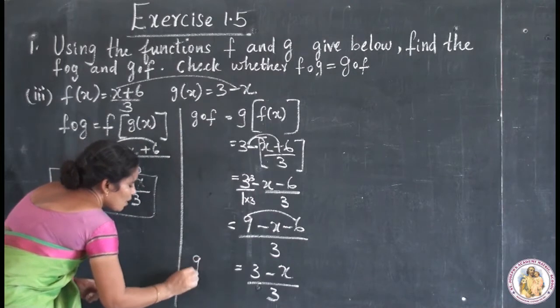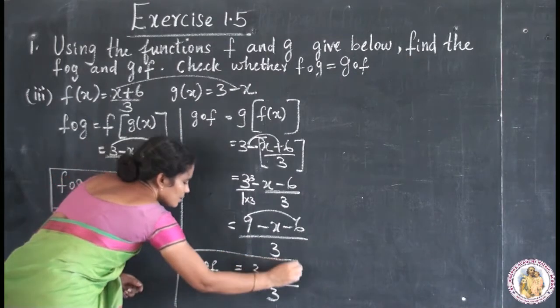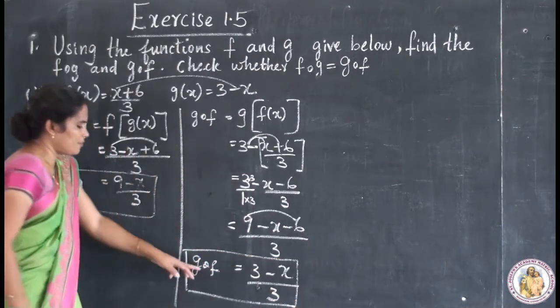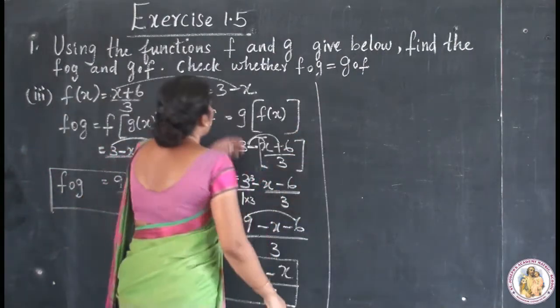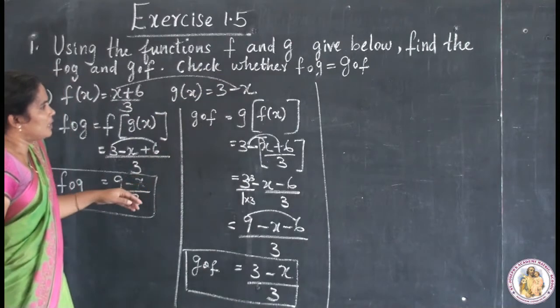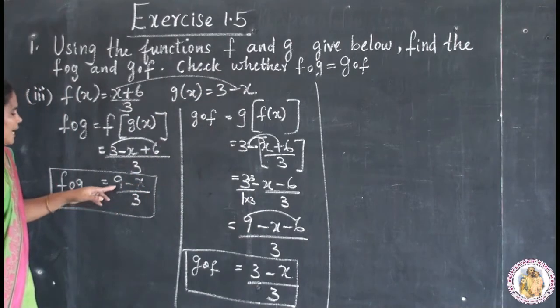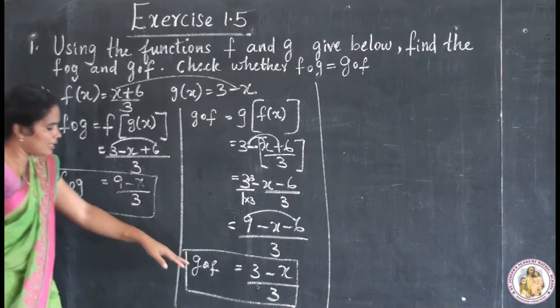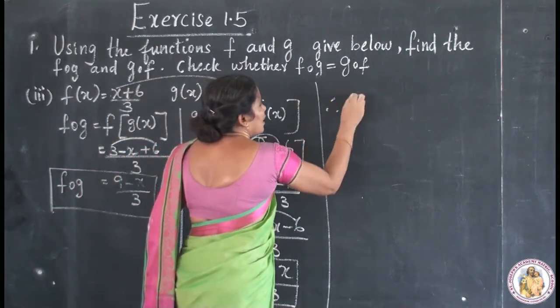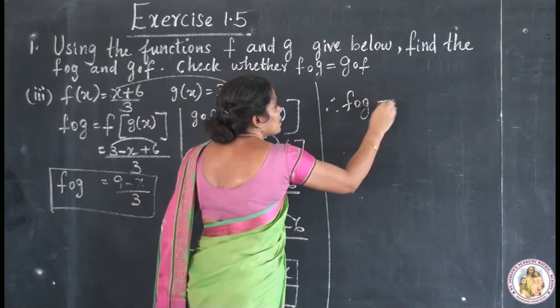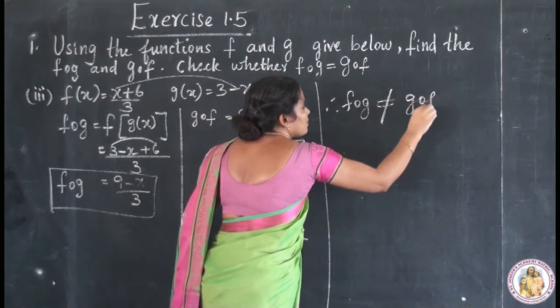So g of f is (3 minus x)/3. Therefore, check whether f of g is equal to g of f. Here we have (9 minus x)/3 and (3 minus x)/3. Therefore, f of g is not equal to g of f.